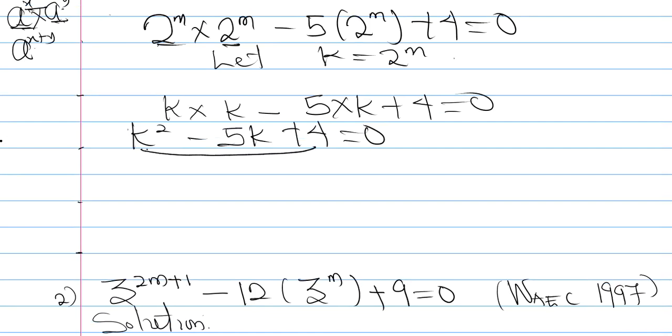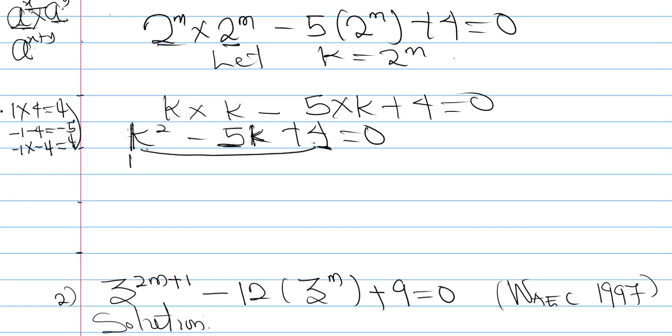The coefficient of k squared here is 1, and the constant number here is 4. The middle number is minus 5k, but I want to consider only the coefficient of k, which is minus 5. In this case, minus 1 minus 4 gives minus 5, and minus 1 times minus 4, you can see that we still get 4 back.